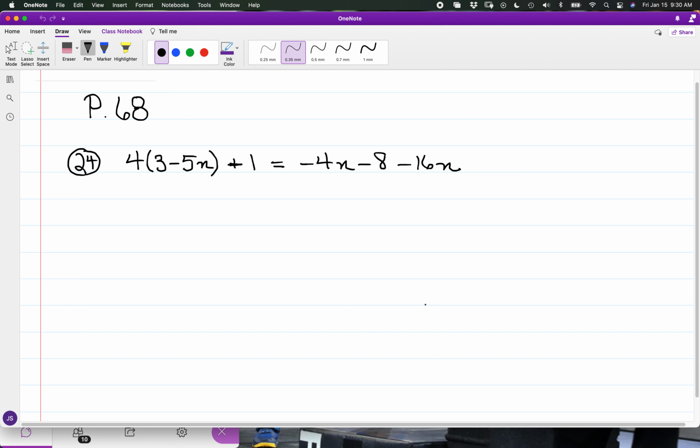Okay, and continuing with what we have in working with equations. Now we've been working with combining like terms and working with fractions as well as factoring expressions. And we've been looking at, once again, factoring expressions, combining expressions, and we've just gone into solving equations. And now for what we have on page 68, we have number 24.